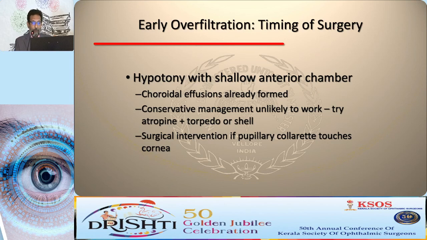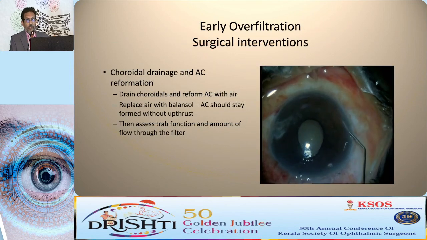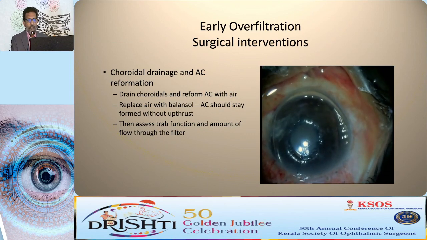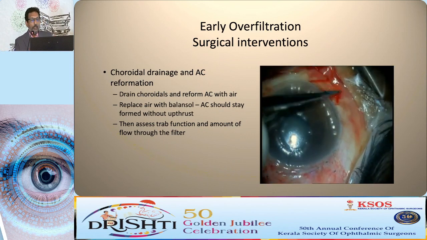If the pupillary collarette is touching the cornea, that means it's very, very close to being an almost flat anterior chamber, you have to intervene. Otherwise, you're going to get a fair amount of corneal damage, particularly in a pseudophakic eye. So what's the intervention? It's a choroidal drainage, and this is the method I use.